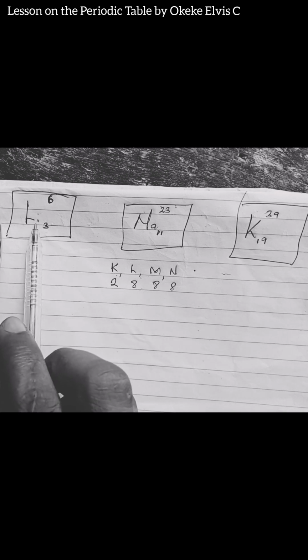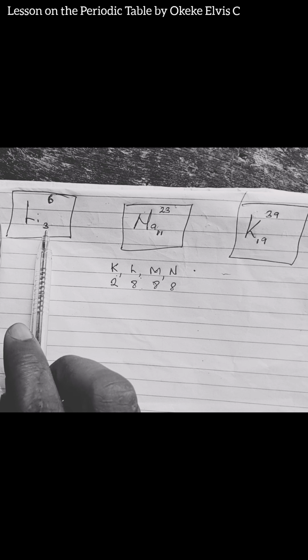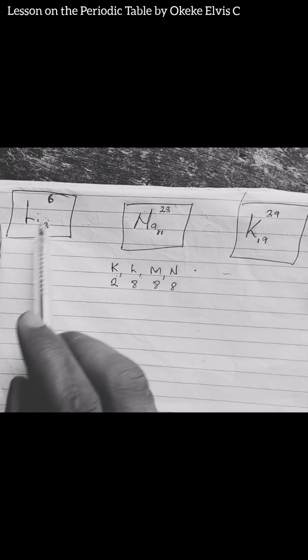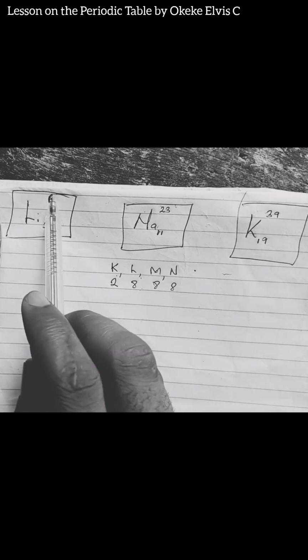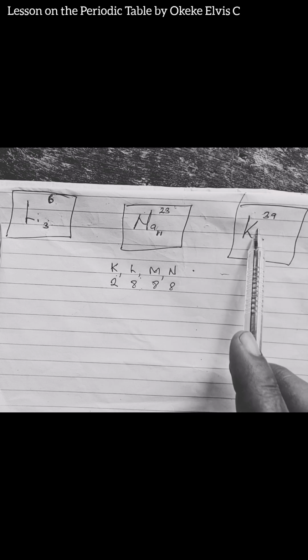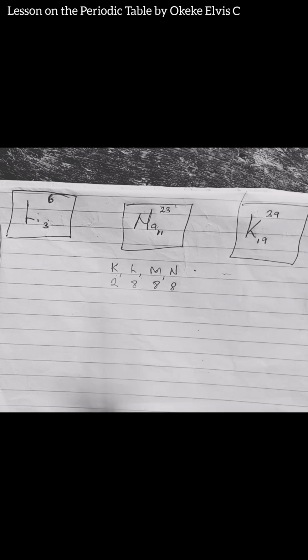So lithium has an atomic number which is 3 and a mass number which is 6. In electronic configuration, we use the atomic number and not the mass number. So for sodium, we are going to use 11 instead of 23. Then for potassium, we're going to use 19 instead of 39. So let's do electronic configuration.